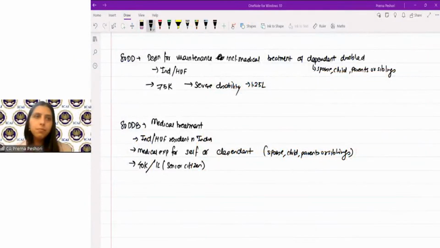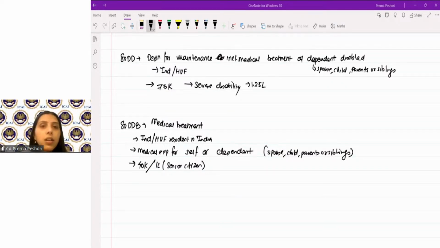Okay, students, any questions? Severe disability, they have specified, Viraj, what are the severe disabilities, what are the disabilities, they have specified. Geeta, for the HUF, will they get 25,000 for all the members? Overall 25,000 deduction, or 50,000? Overall it will be limited to 25,000, not per member.